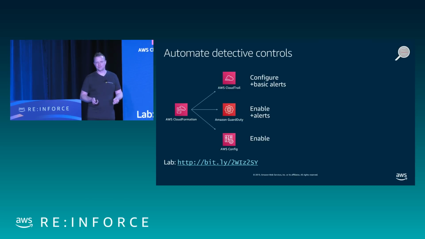Then we're going to enable Config. So the Config service will store the history of the configuration of the particular items versus CloudTrail, where it will store the API requests and all the details surrounding that particular action.